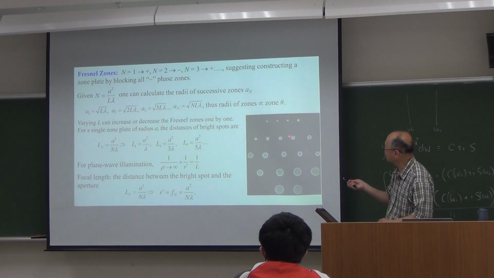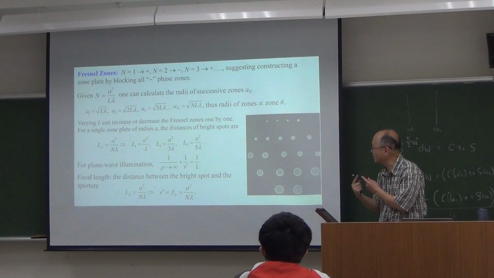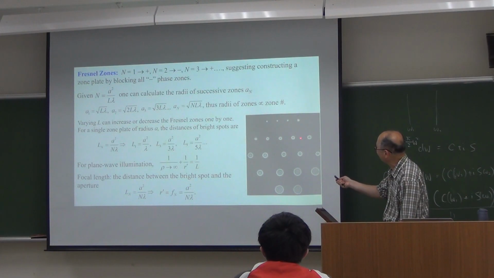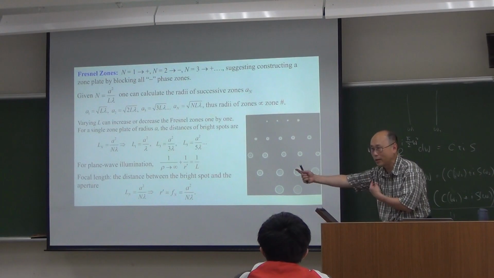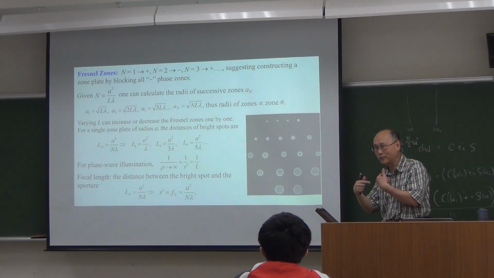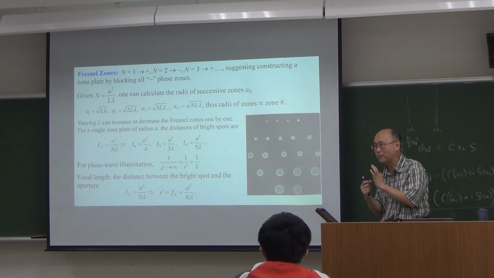So if you just walk along the distance, then you'll see this at the center. Occasionally you have dark spots, and then it turns bright, and then it turns dark again. You just walk along the longitudinal direction. Okay, that is because you have different number of zones in the aperture.